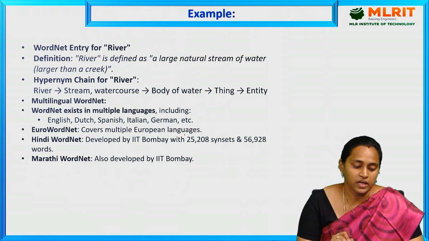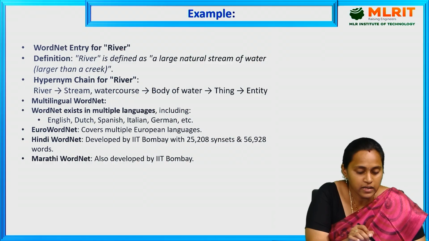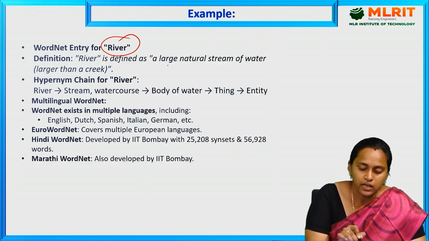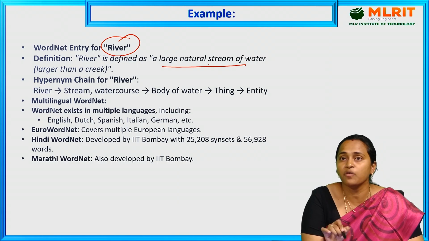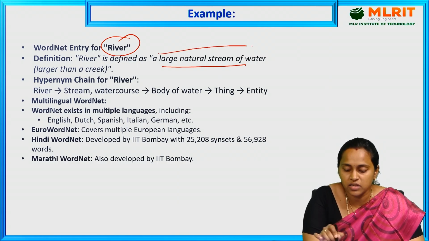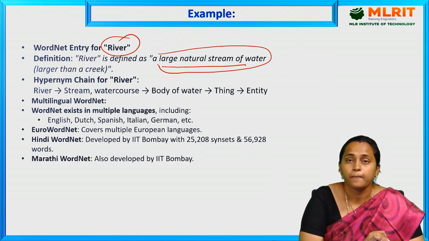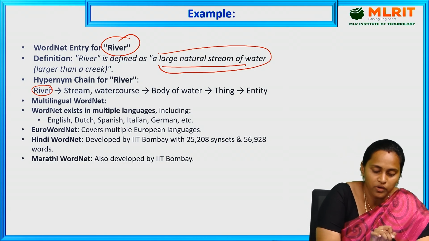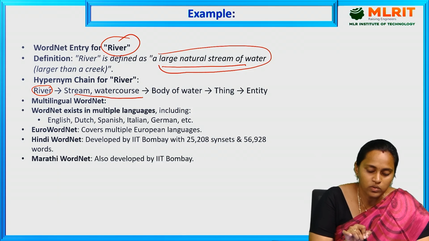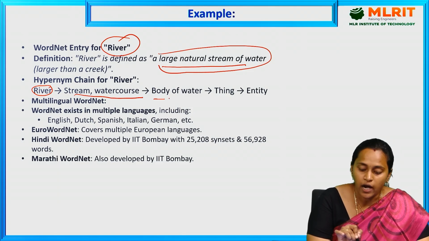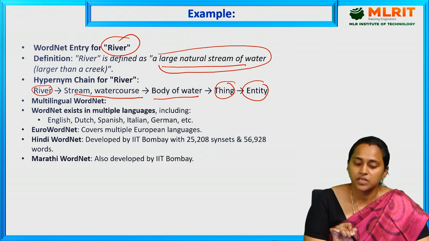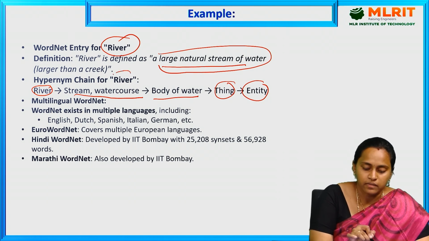See the example here, coming to the WORDNET entity. Here we are taking river as an entity. What is the meaning of river? A large natural stream of water. This is the meaning of river. Let's see the hyponym here. River is a hyponym. Stream and watercourse are the hyponyms, and body of water, thing, entity. This is the hierarchy structure of the WORDNET river.